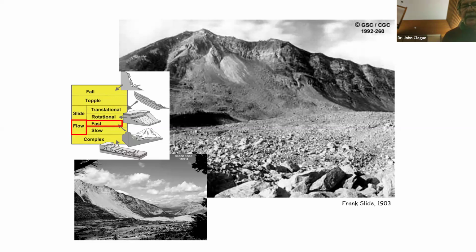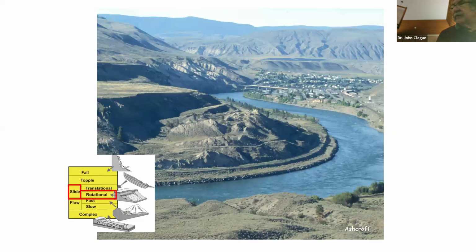And that's the example shown here. The debris has come off Turtle Mountain and run across the valley floor on which Frank was located, the town of Frank, and streamed well beyond where most people would have thought it was possible. So these are yet another kind of variant of what we call rock slides. And then an example of what we call a slump, which is a rotational failure.